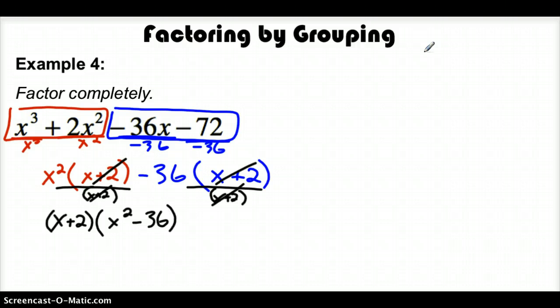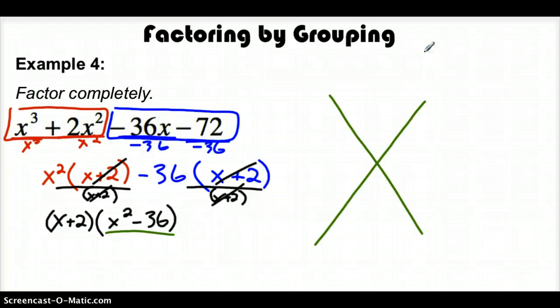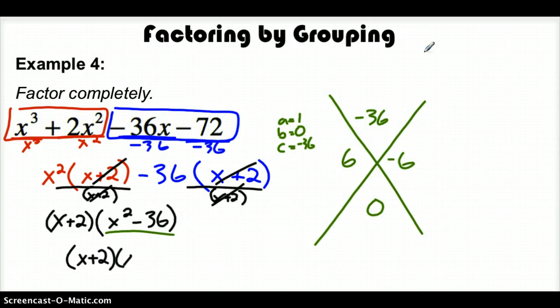I also know that x squared minus 36 is the difference of two squares pattern. It's going to be x plus 6 and x minus 6, but I'll go ahead and do this anyway. Our a term is 1, our b term is 0, and our c term is negative 36. These two numbers must multiply to negative 36 and add to 0, and we know those numbers are 6 and negative 6. So we'll write this as x plus 2 times x plus 6 times x minus 6, and that will be our final answer.